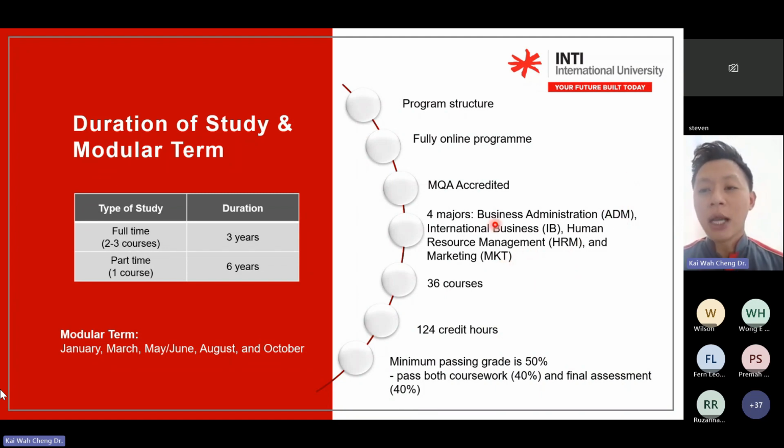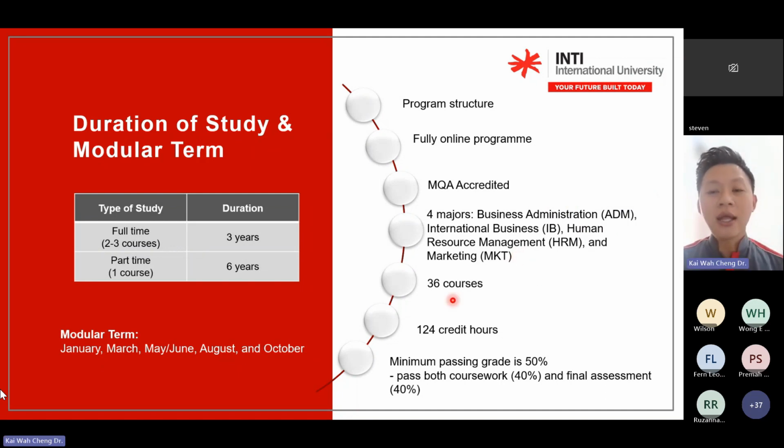Number one, business administration. If you are majoring in business administration, the short form for your major is ADM. If you are enrolling in international business, your short form is IB. Next, human resource management, the short form is HRM. And finally, marketing, the short form is MKT. So when you are doing the course registration process in the upcoming modular terms, make sure you enroll yourself in the correct major.